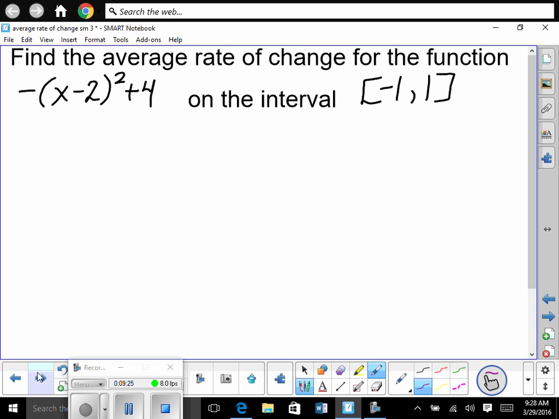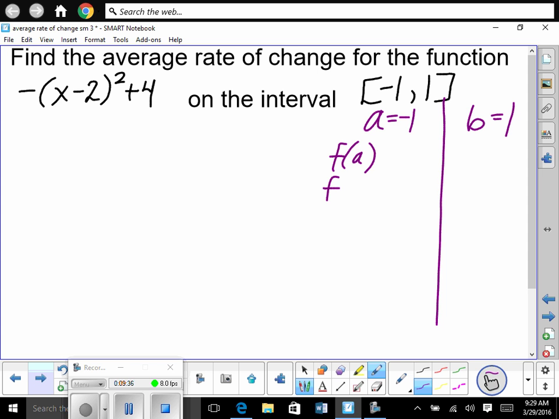So it says find the average rate of change of this quadratic on this interval. So a is negative 1, b is 1. To do the formula, we need f of a, which is f of negative 1. So we're plugging in negative 1. So we're going to have negative 1 minus 2 squared plus 4. You have to be really precise when you type it in. Yep, negative 5. So f of a is -5.